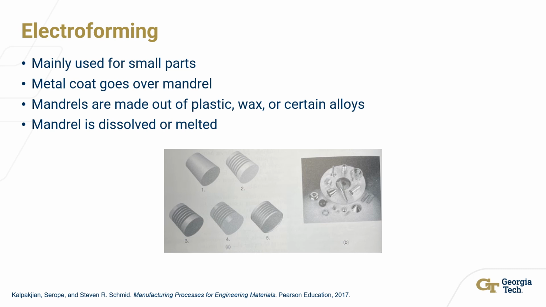Electroforming is typically used to create small parts. The process involves putting a metal coat over a mandrel. These mandrels are typically made out of plastic, wax, or certain alloys. Once the mandrel and metal coat have been shaped properly, the mandrel is either dissolved or melted to leave the metal coat as the finished product. This method of surface treatment is typically only used for small, detailed parts.